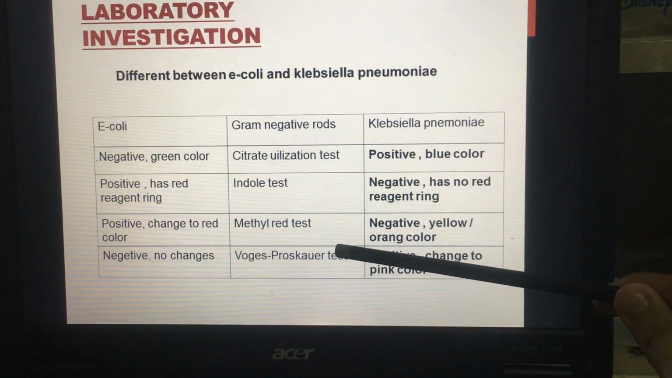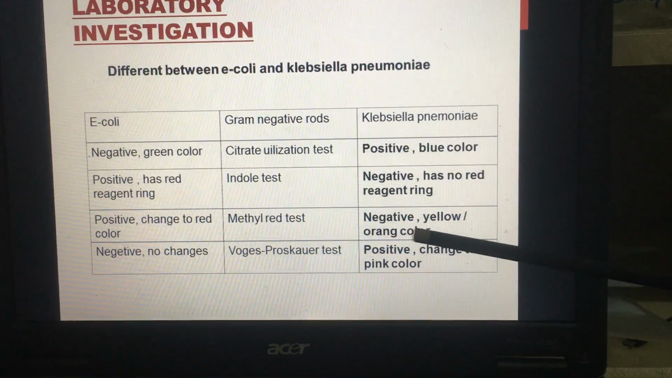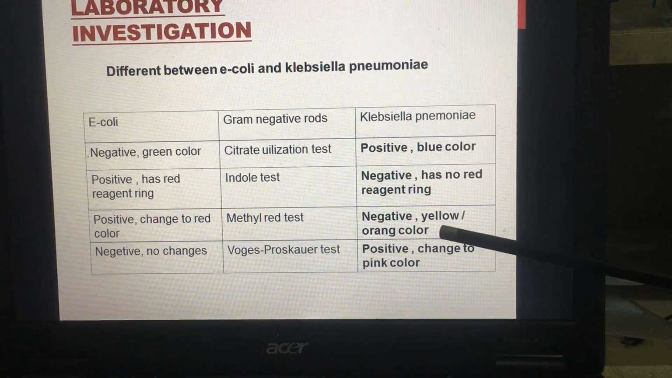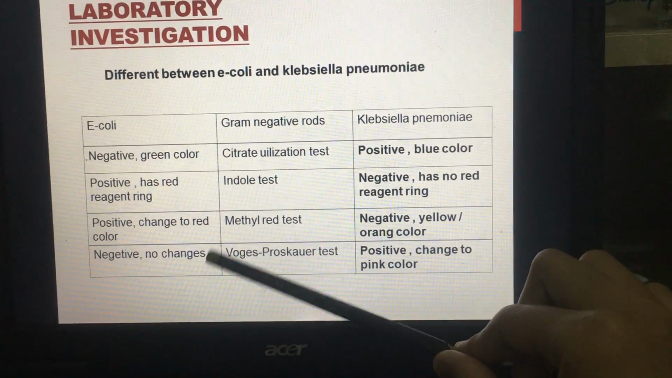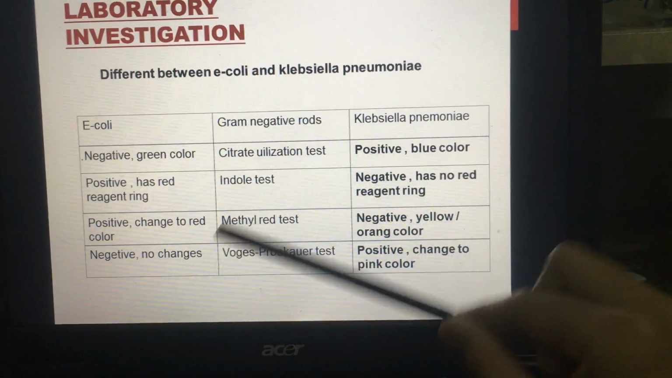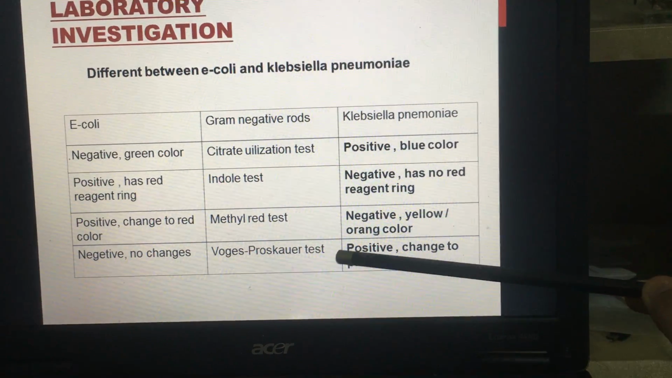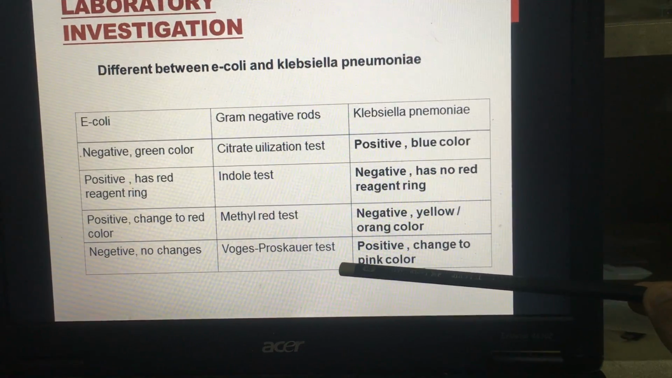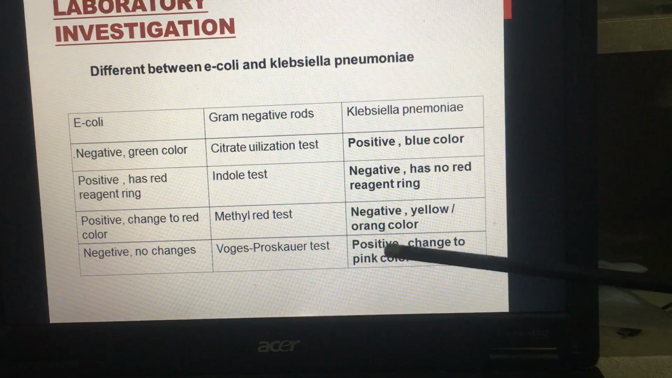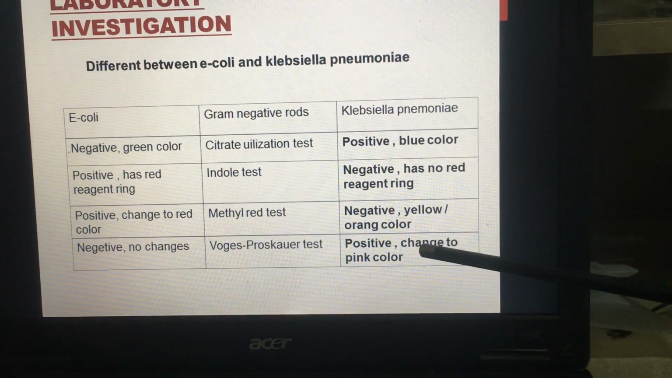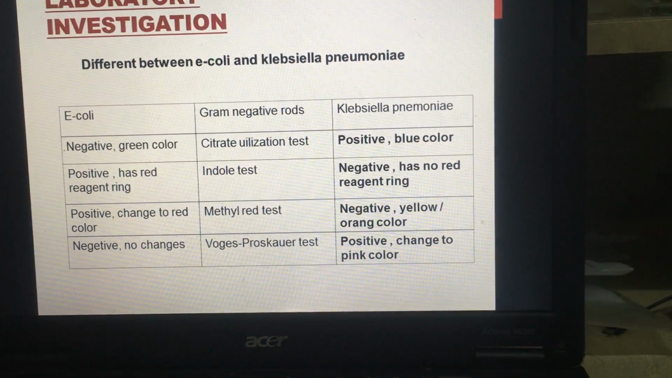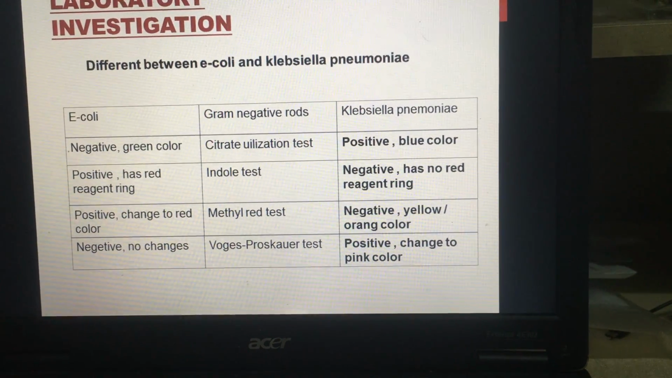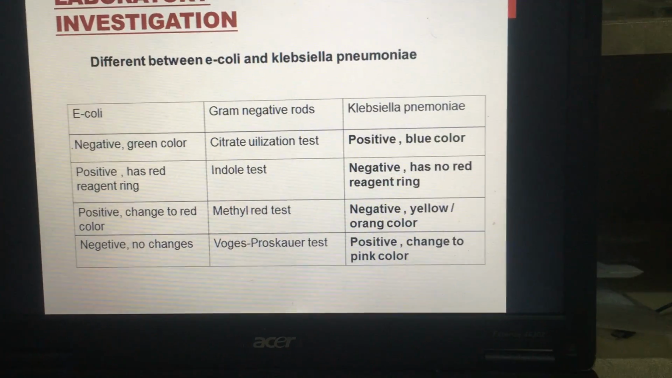And for the methyl red test, Klebsiella shows negative. The observation is yellow or orange color, and E. coli is positive, changing to red color. And then the Voges-Proskauer test shows positive for Klebsiella pneumoniae, which changes to pink color, but E. coli doesn't have positive changes, which is negative.